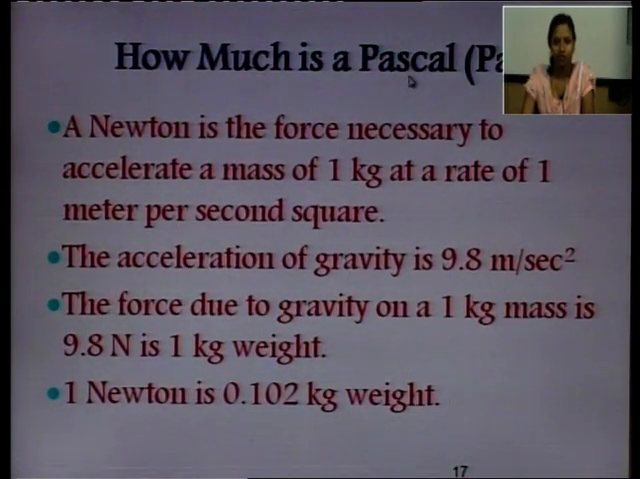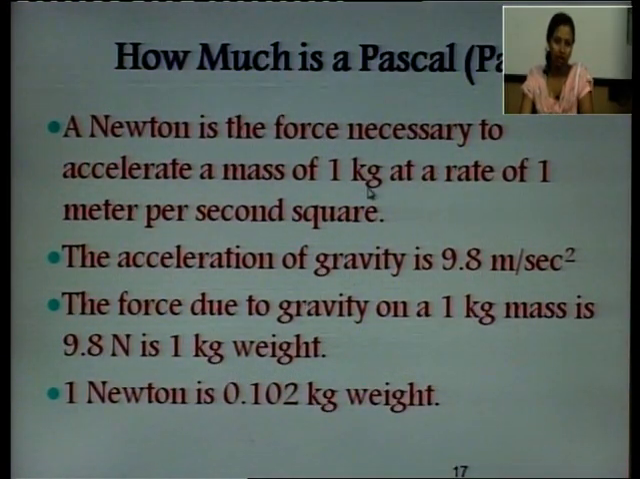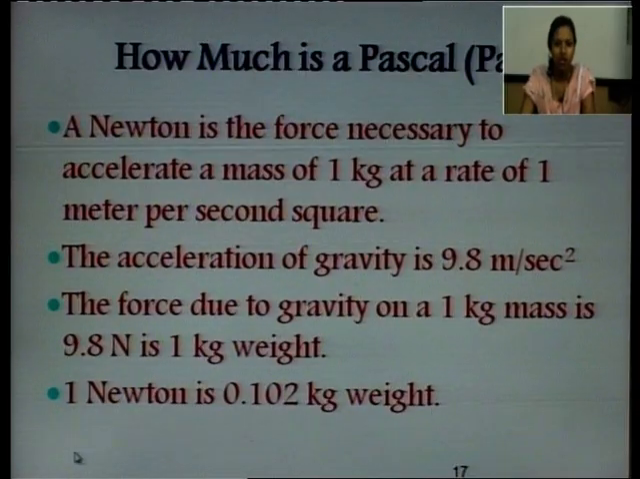Next, I will define how much is a Pascal. We know Newton is a force which is required to accelerate a mass of 1 kilogram at the rate 1 meter per second square, and acceleration due to gravity is 9.8. So force due to gravity on a 1 kg mass is 9.8 Newton, and this force is 1 kilogram weight. So 1 Newton is equal to 0.102 kilogram weight. If we divide this 1 Newton by 1 square meter, that is unit area, then this is equal to 1 Pascal.